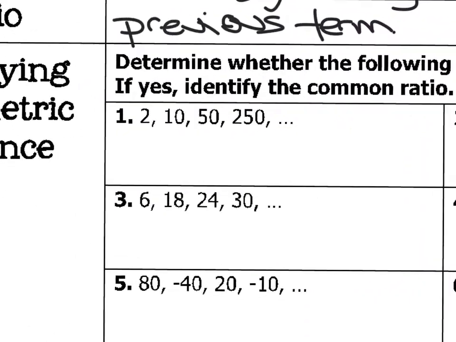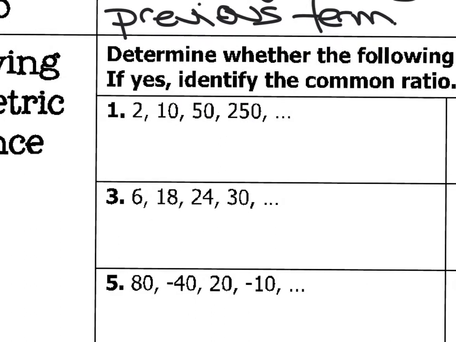All right, so let's look at these. You take 10 and divide it by 2, and you get 5. 50 divided by 10 is 5. 250 divided by 50 is 5. So you have the constant ratio of multiplying by 5. So yes, it is a geometric sequence, and the common ratio is 5.